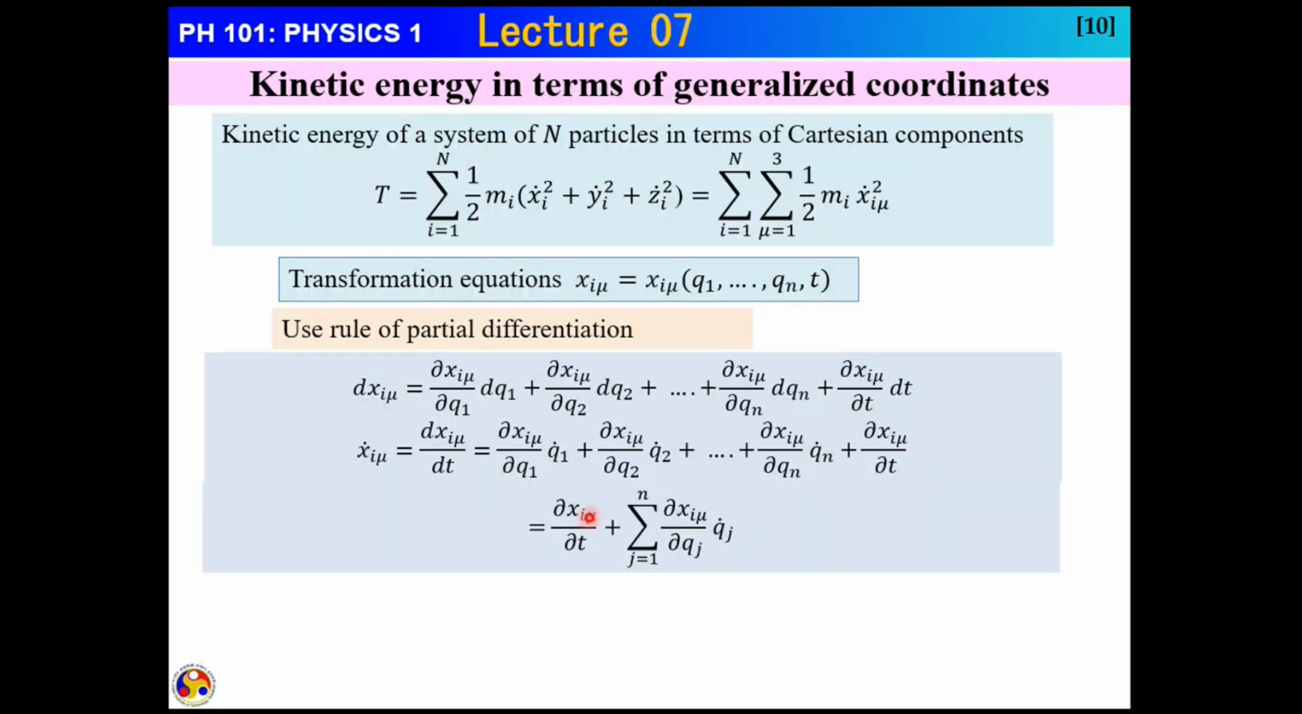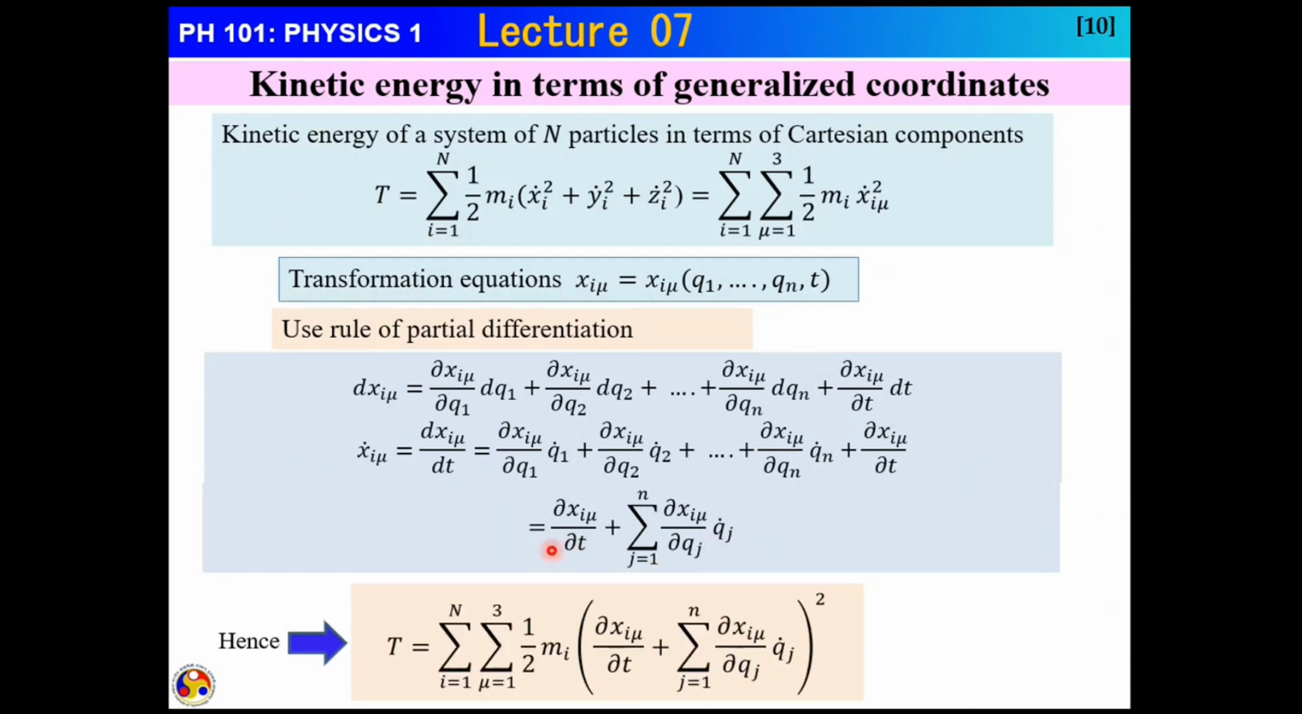So in general, this x_i dot will be the sum over j equal to 1 to n of del x_i by del q_j times q_j dot, plus the time derivative term. Okay, and you will get this. And you have to simply put this expression for x_i dot here. I am putting the same thing, these two sums from here. Half m_i is the same, and then I'm putting the value of this here, and then I'm squaring it.